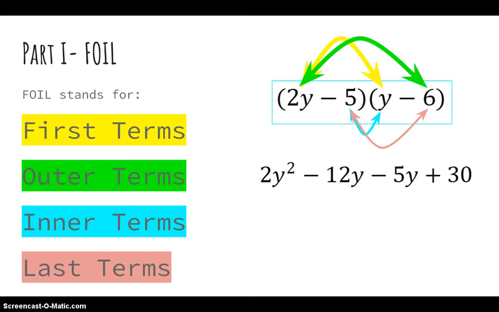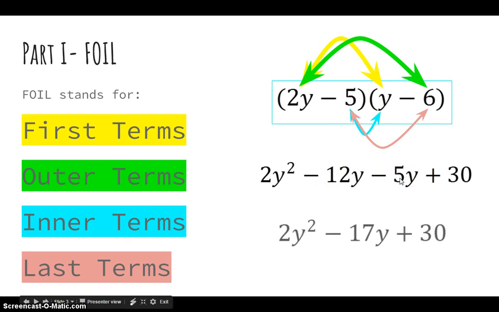Once we get to this point, we have to be thinking, okay, am I done? Am I in standard form? And as you can see, we're not, because we still have some like terms to combine, which is just these here in the middle, the negative 12y and the negative 5y. But once we do combine them, we get 2y squared minus 17y plus 30. All right, and that's how we use the FOIL method.